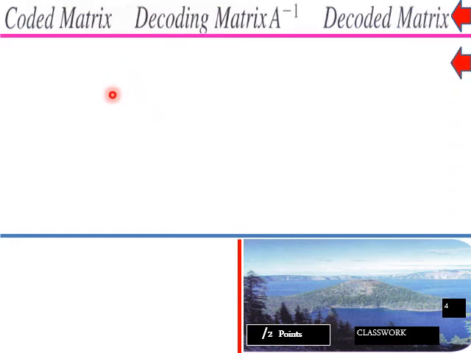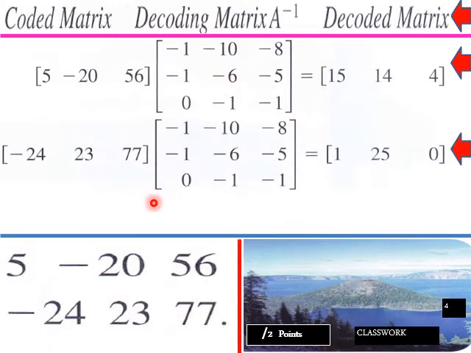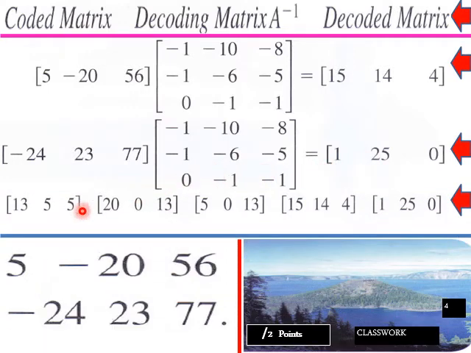So, I think we got one more. So 5, negative 20, 56, move through this through here, and then we get to there, 5, 14, 4. No, we got one more, negative 24, 23, 77. Which we move through here to get to there. Once we have that, we end up with these here, our row matrices. What does that say? Meet me Monday. So that would be the way that you would decode a matrix.